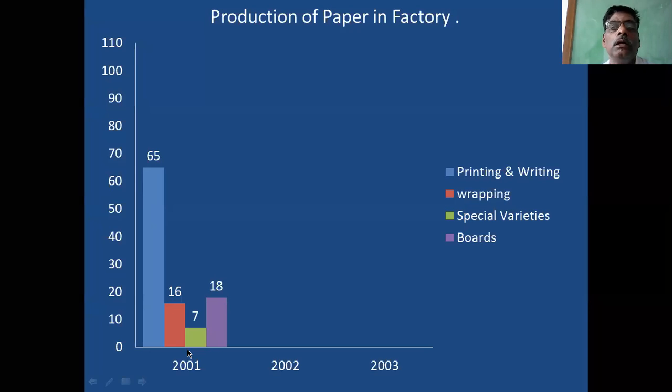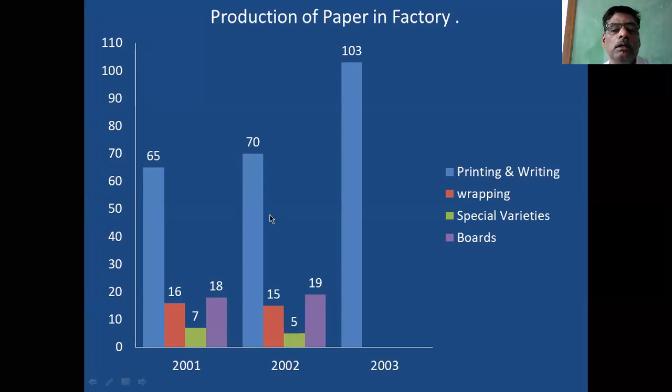If you take year as a base, in the second year, 2002, this is the information, and in the year 2003, this is the information. This is the set of statistical data based on column wise. You can compare the production of different products in the year 2001, in the year 2002, in the year 2003. What is the position of each quality of paper?